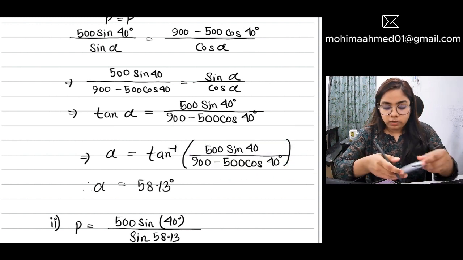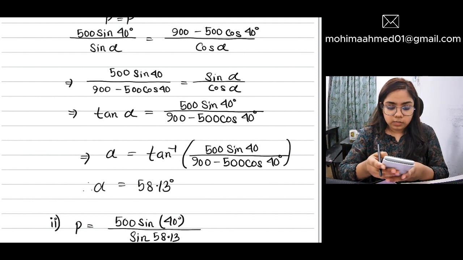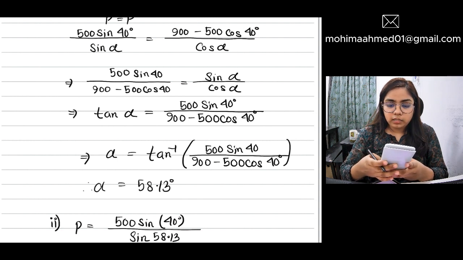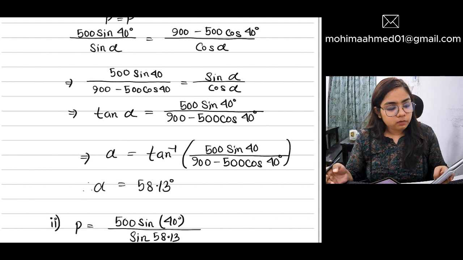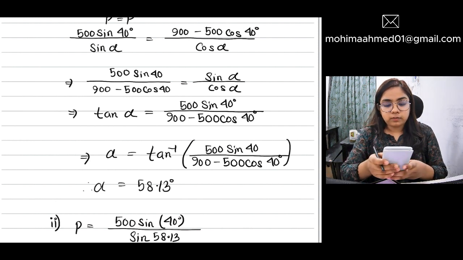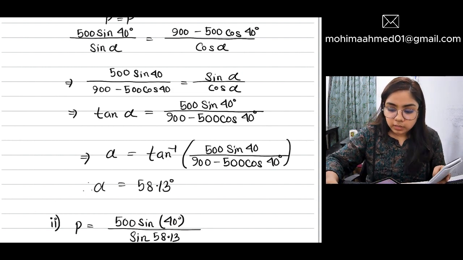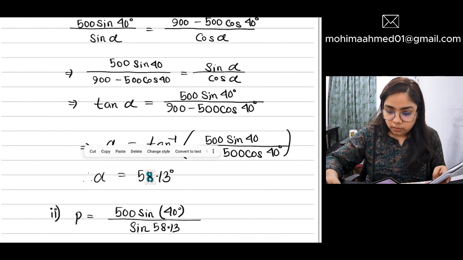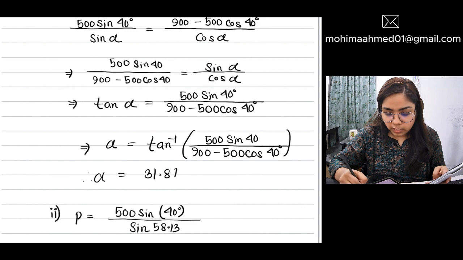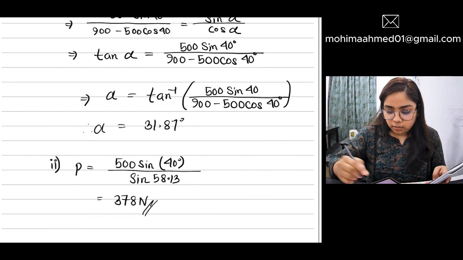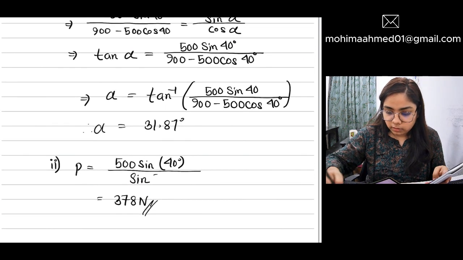Now if I calculate it, this is going to be tan inverse of 500 sine 40 divided by 900 minus 500 cos 40. Wait, sorry, cos 40, right? This is 31.87 degrees over here, right? Now, using this 31.87, I'll just write it down over here.